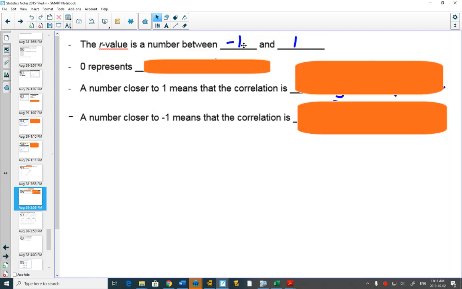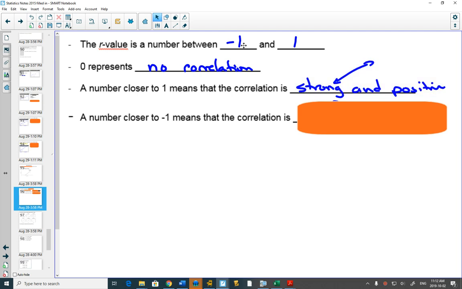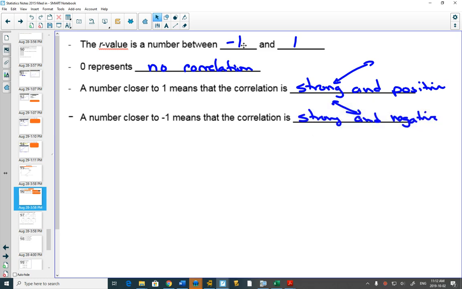So an R value is between -1 and 1. 0 represents no correlation, or 0 correlation. The closer your R value is to 1, it tells you that it's strong and positive. The closer it is to -1, it tells you that it's strong and negative.